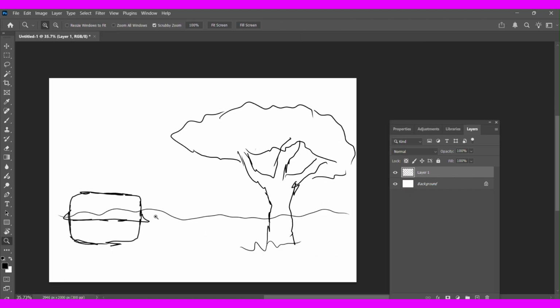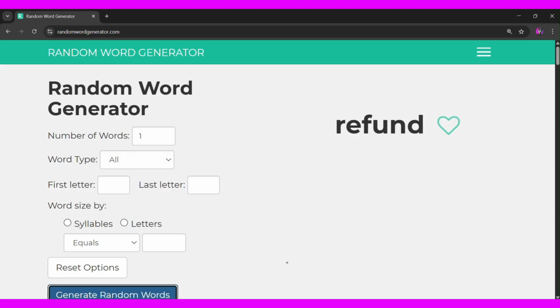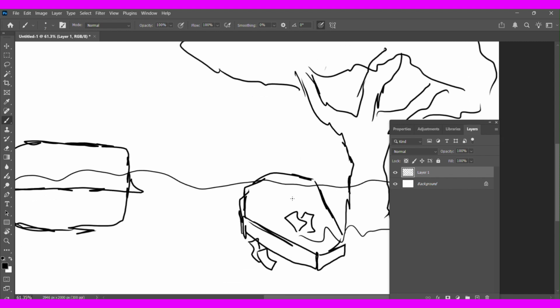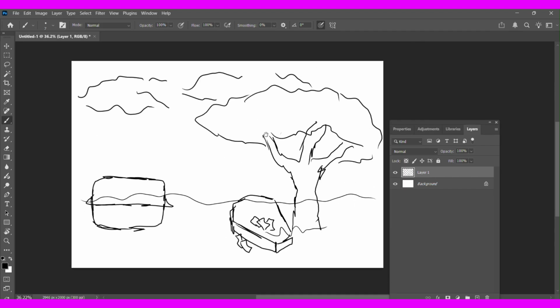Next is coffin. Well, I'm drawing a coffin in front of the tree, and because of the word refund, I'm adding money inside the coffin. Apparently, there was some kind of incident involving food. The fifth word is abstract. I'm drawing clouds with abstract shapes.